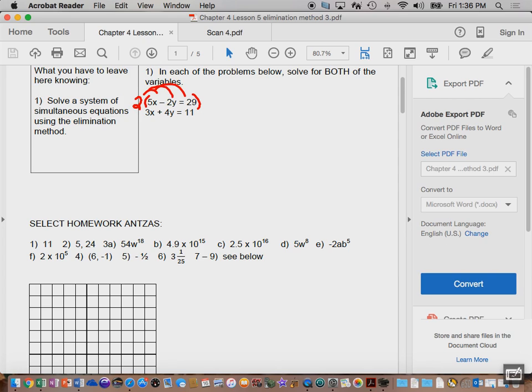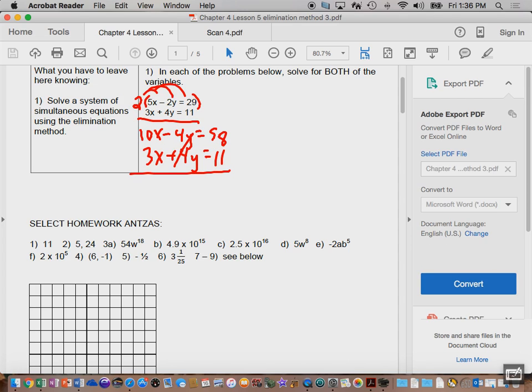I'm going to solve this out to the point where I get x. And then I'm going to stop. And then I'm going to go back and do it slightly different. So if I distribute the 2, I get 10x minus 4y equals 58. The bottom one I don't need to do anything to. And I have that done.